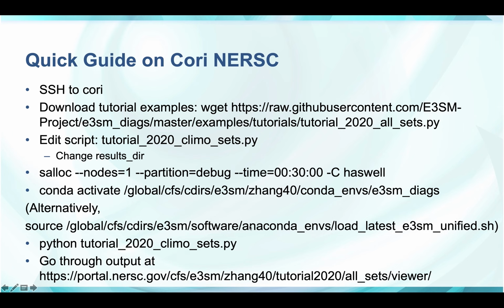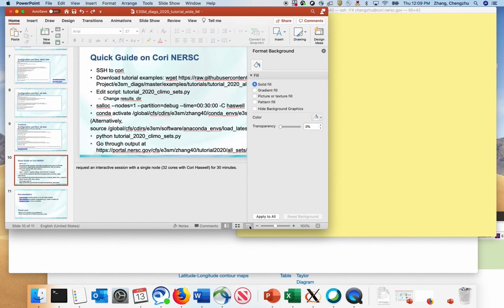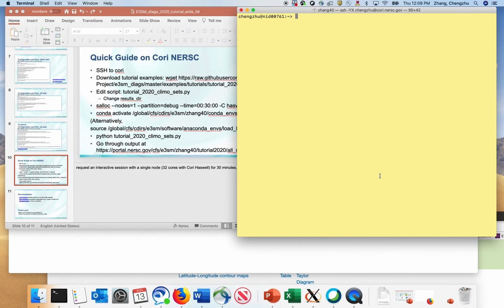Okay, let's practice running this configuration on Cori NERSC. I'm going to quit slideshow and open up a terminal window. Here is a terminal window that I already logged into Cori. Let's make a new directory for the tutorial example.